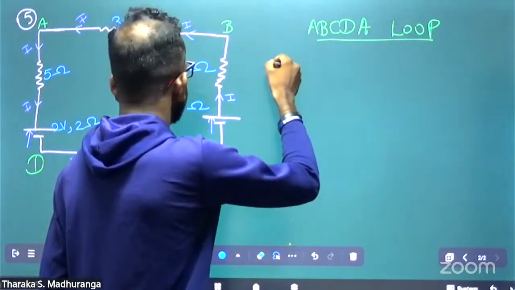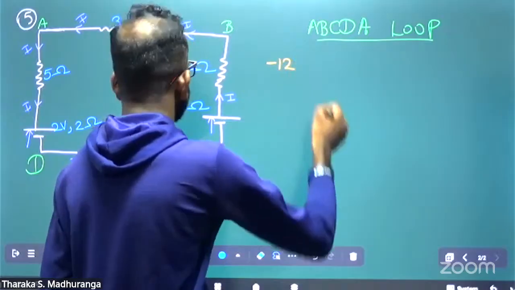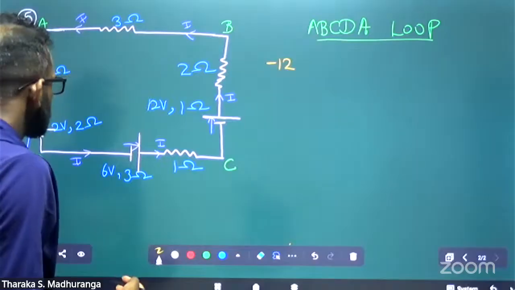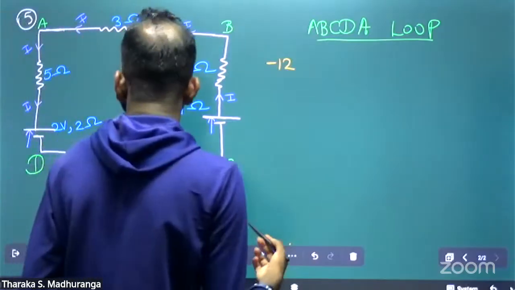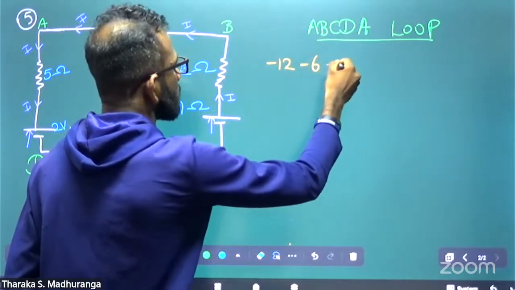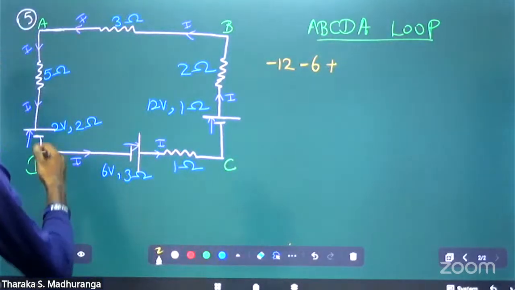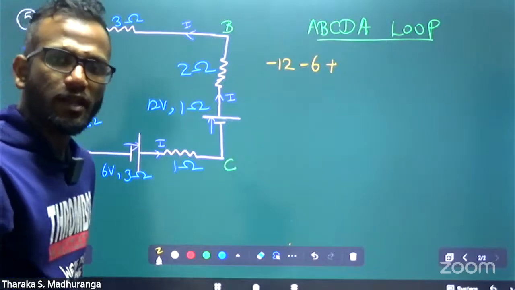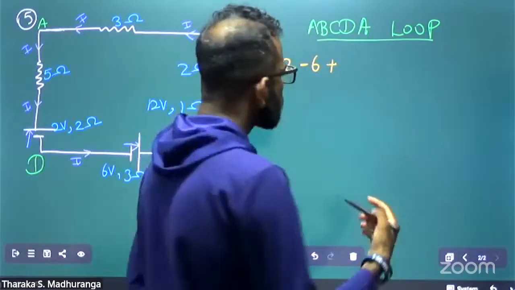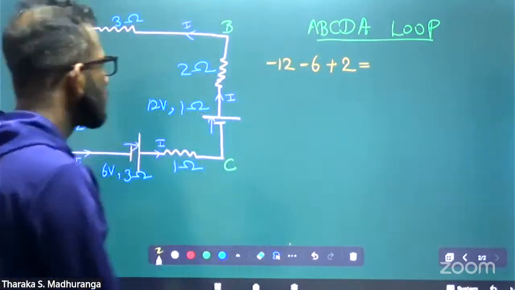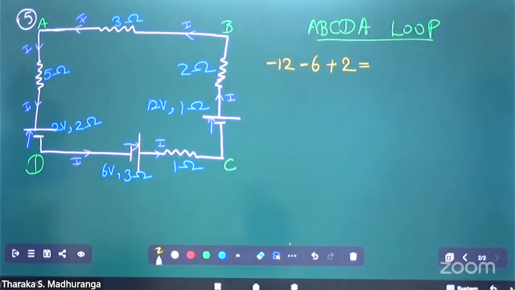We consider direction, therefore minus 12. Go C to D, our direction and cell direction are opposite. Therefore minus 6. Now D to A, our direction and the electromotive direction are the same. Therefore it is plus 2. Plus 2 equal. There is no cell again.